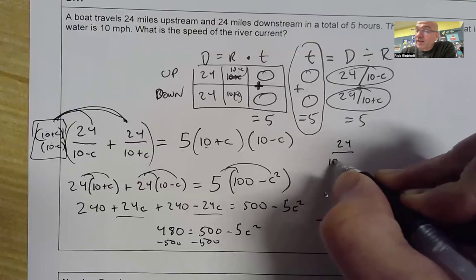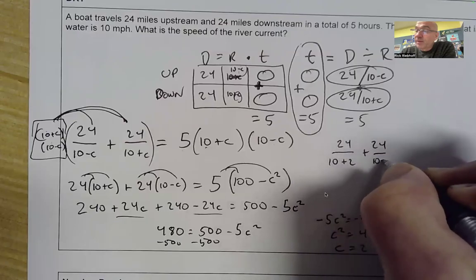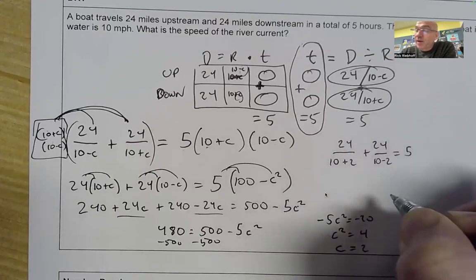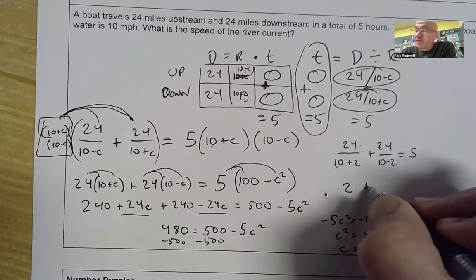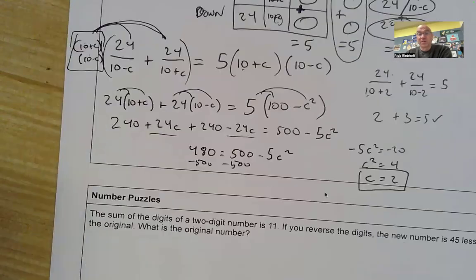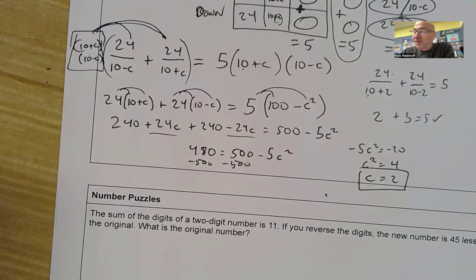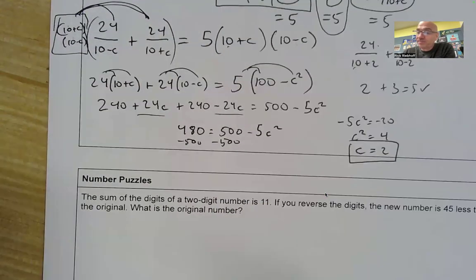24 over 10 plus 2 plus 24 over 10 minus 2, is that equal to 5 hours? 24 over 12 is 2. 24 over 8 is 3. We are good. So the speed of the current must be 2. That was nasty. That's probably a little bit harder than what I would throw at you on an exam. But we see how distance, rate, and time works, right? It's a good thing.